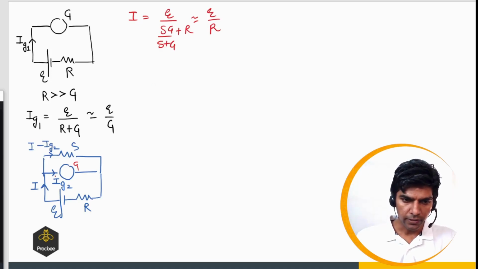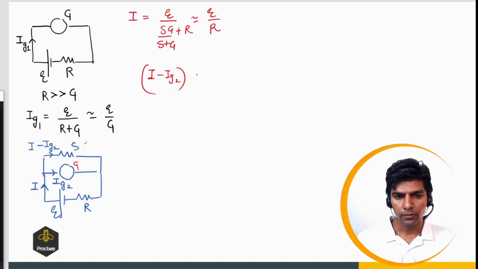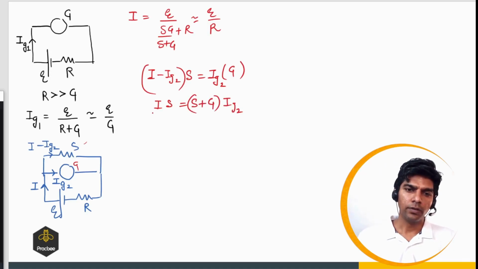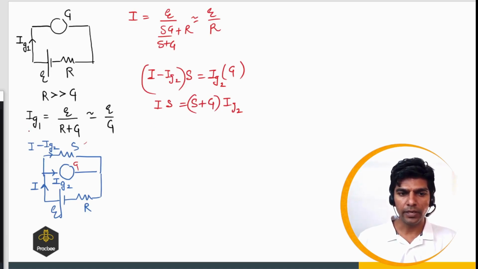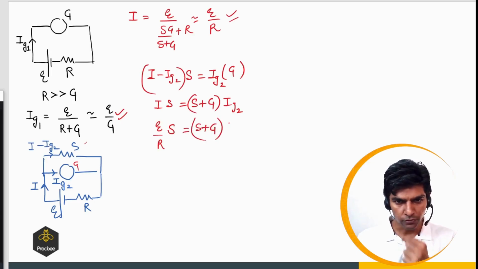Now if you look at the shunt and the galvanometer, they are connected in parallel. So by Ohm's law, I minus IG2 times S should be equal to IG2 times G. Now from this, IS can be written as S plus G times IG2. Now what is this I? I is nothing but IG1. Can you see? This is IG1 and this is I. They are equal. So I can be written as E by R, times S equals S plus G, times IG2.